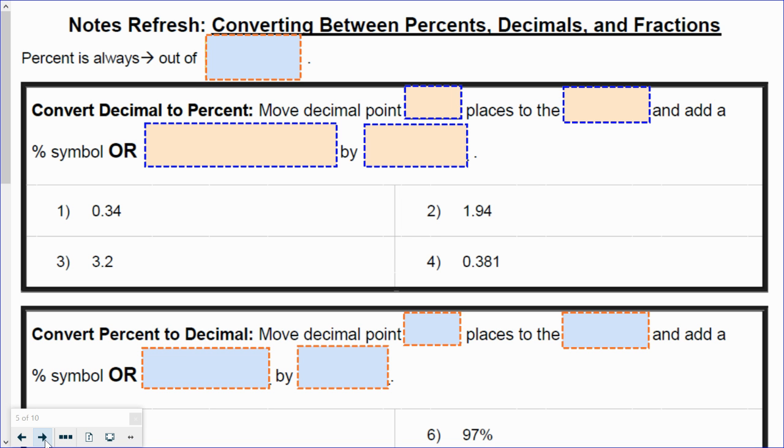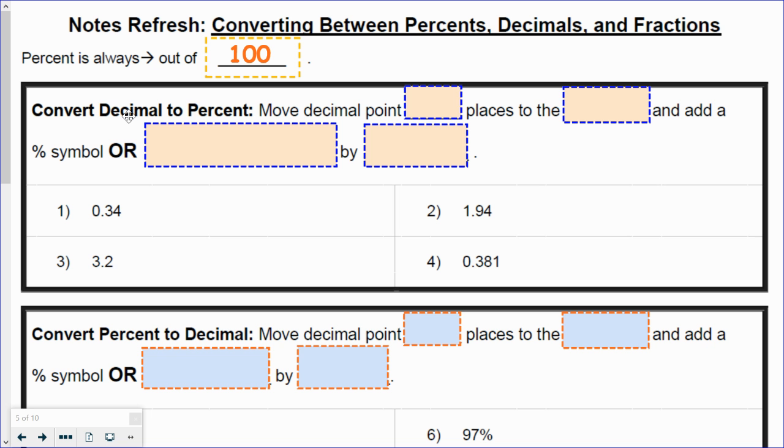All right, so we are going to refresh over converting between percents, decimals, and fractions. A percent is always out of 100. Okay, if you ate the whole pizza, you ate 100% of the pizza.